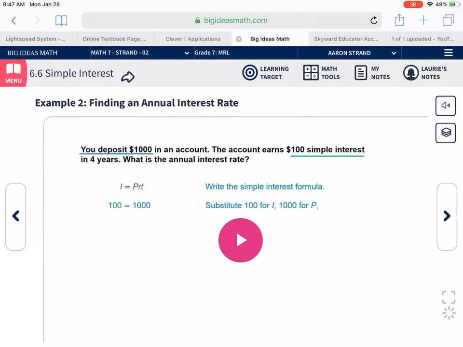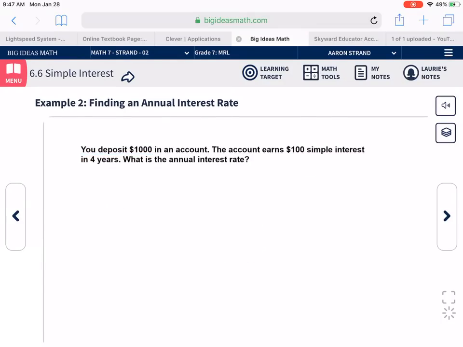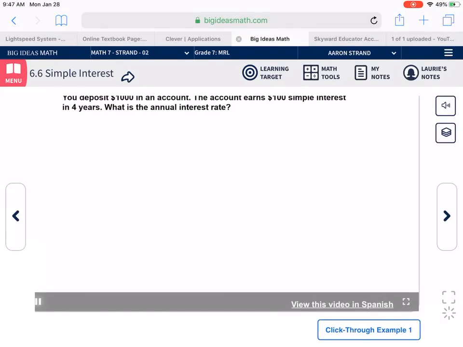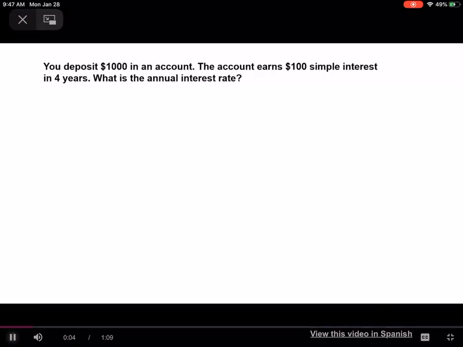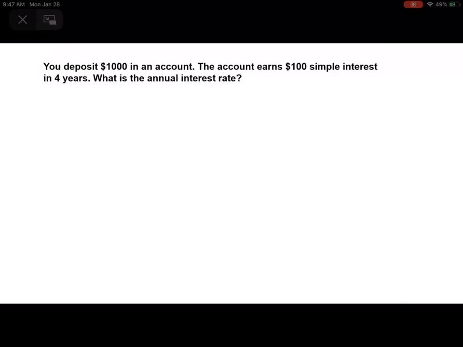Finding an annual interest rate. You deposit $1,000 in an account. The account earns $100 simple interest in 4 years. What is the annual interest rate?